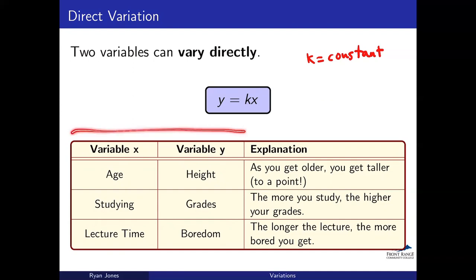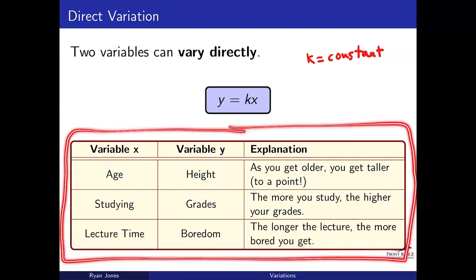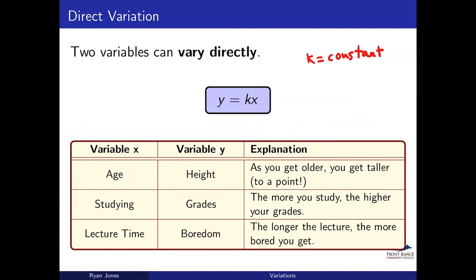So one thing that we'll notice with these examples is that I'm using this sense of increasing, if you will. What I mean by that is that as this variable x gets bigger, so does y. And we'll see actually the opposite of that in just a second, where in the opposite sense, if x gets bigger, y gets smaller. But here, we're seeing this increase: as I get older, my height gets larger. As I study more, my grades increase. As my lecture gets longer, your boredom increases as well.